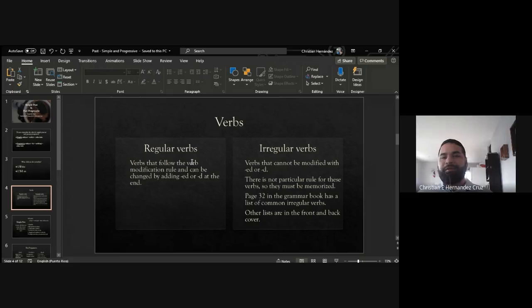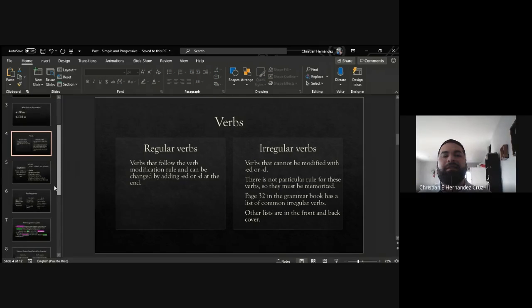So I don't know if you guys saw this, so I'm going to talk about it again. So yeah, there are regular verbs. They follow the verb modification rule, and they can be changed by adding either ed or d at the end, which you guys already did in the sentences that you wrote. And there are irregular verbs, verbs that cannot be modified with ed or d. And as I said, there's no particular rule, but you can look at page 32 and see the list of verbs that you can modify irregularly.